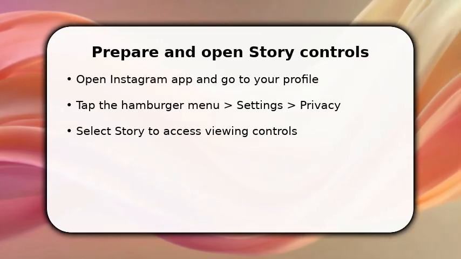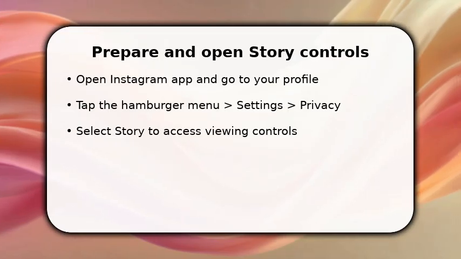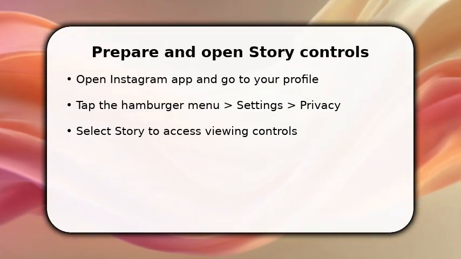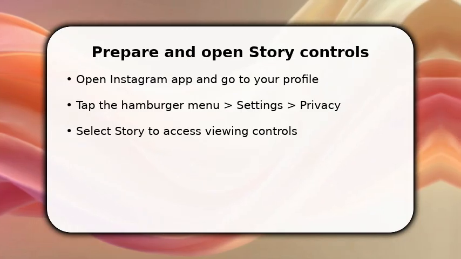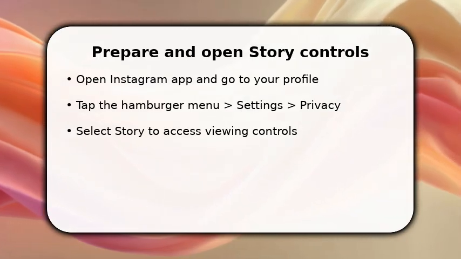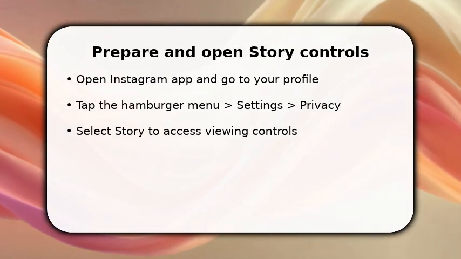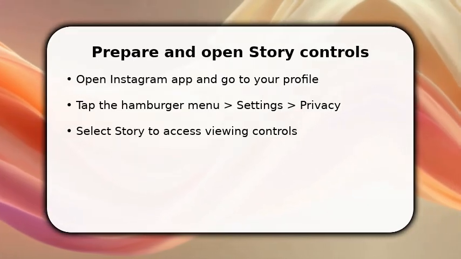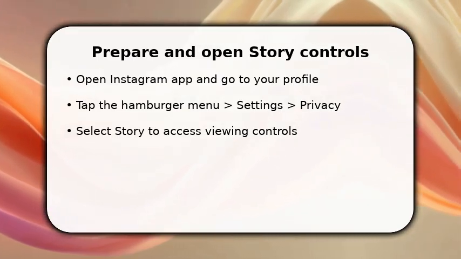You start by opening Instagram and navigating straight to Profile. This gets you where the controls live. Tap the three-line menu, choose Settings, then Privacy, and finally Story so you can change who sees content. Do this now because the next steps alter visibility immediately.